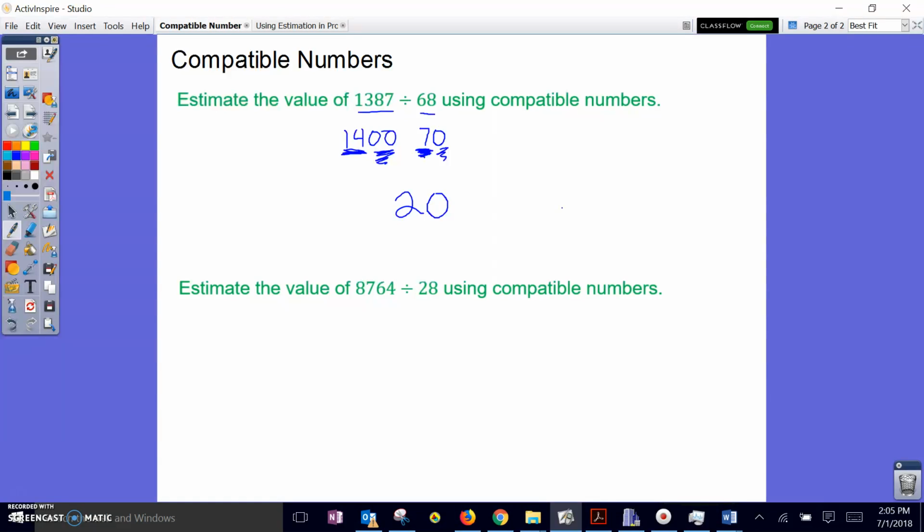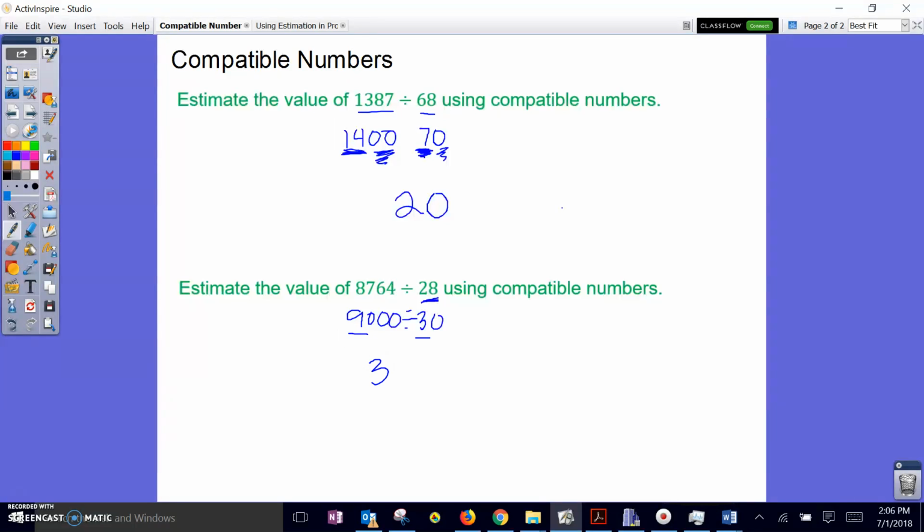Estimate the value of 8,764 divided by 28 using compatible numbers. 28 is really close to 30, and so we'll use that. And now 8,764, so let's see, we want a compatible number with 3, so something that easily divides by 3. 3, 6, 9... So if we round this to about 9,000, which is pretty close to it, we're thinking about this problem as 9,000 divided by 30.